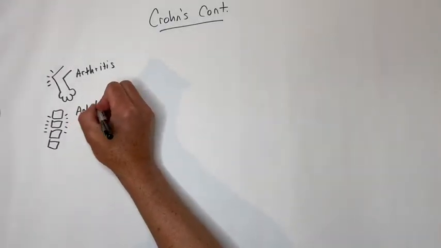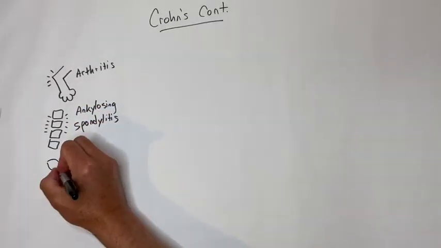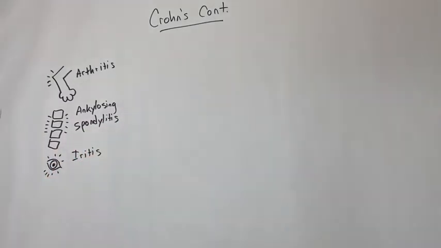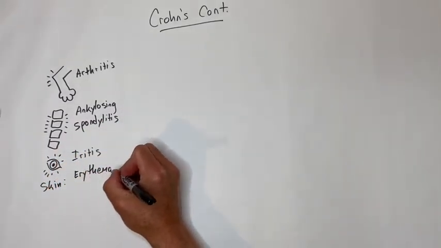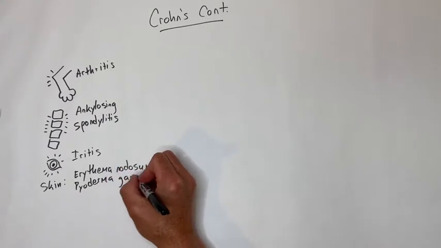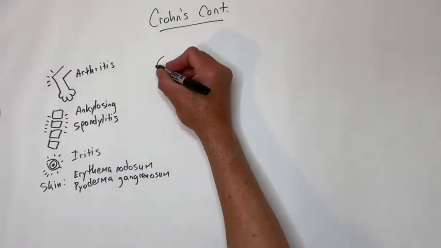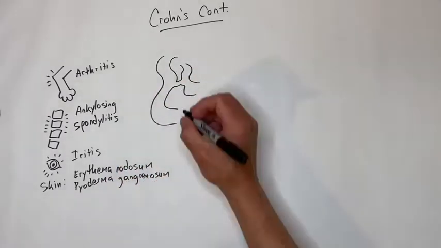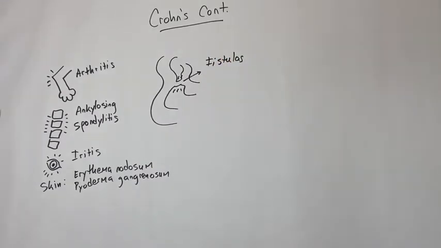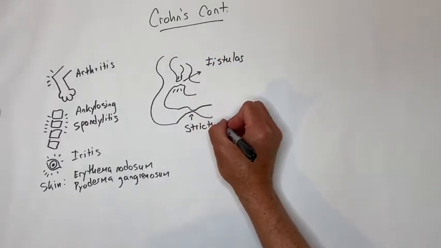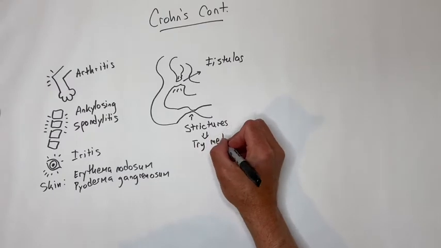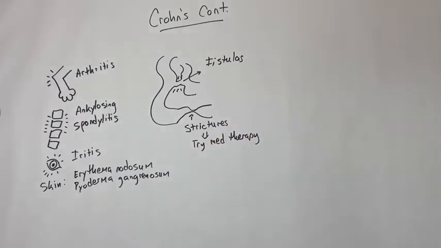Extraintestinal manifestations of Crohn's include arthritis, ankylosing spondylitis, iritis, erythema nodosum, and pyoderma gangrenosum. The transmural inflammation can lead to fistulas. Chronic inflammation can cause strictures also. Initially, try medical therapy for strictures with NPO, TPN, and steroids.